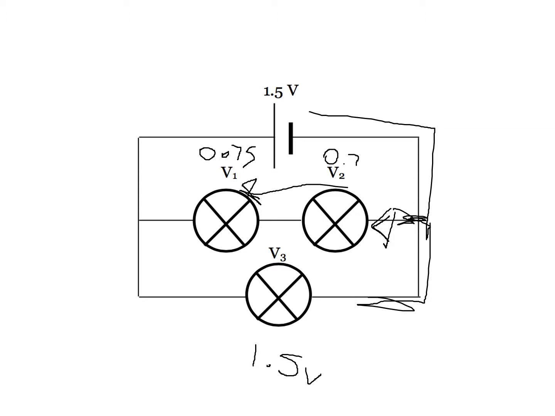Okay, so to summarize this one, try and identify whether it's in series or parallel, and then if there's an additional bit which doesn't fit, go through the same rules again. Is it connected in series or parallel? And then apply the rules as usual.